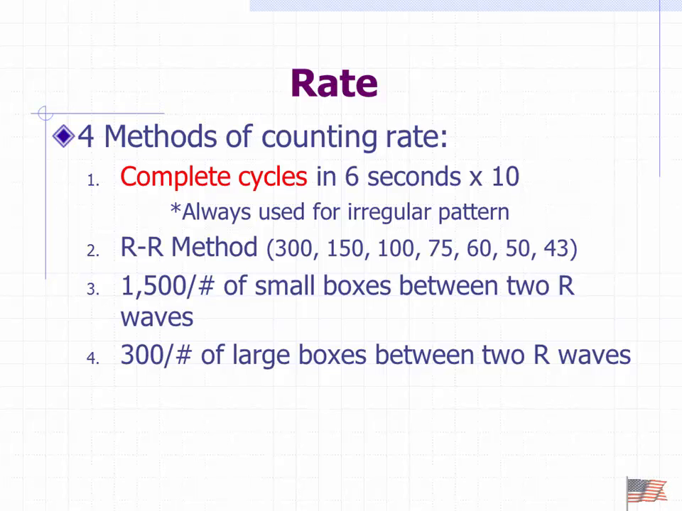There's also the R to R method. This is my least favorite, but some people use it because I can never remember and memorize this group of numbers. So if we know the distance between one R wave and the next R wave, we can predict what the heart rate will end up being. The 2 other ways are becoming more and more specific.